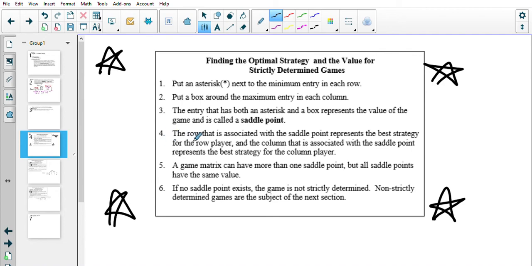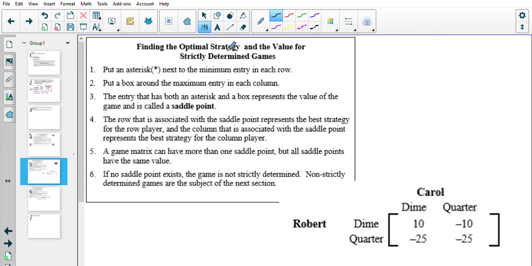The row that is associated with the saddle point represents the best strategy for the row player. The column associated with the saddle point represents the best strategy for the column player. It is possible that the game matrix can have more than one saddle point, but all the saddle points will have the same value. So all the saddle points will be the same. If no saddle point exists, the game is not strictly determined, and that'll be the subject of the next section. So right now we're just looking at strictly determined games. So let's go back to our Robert and Carol example and use this step-by-step strategy to see how that works in this example. Okay.